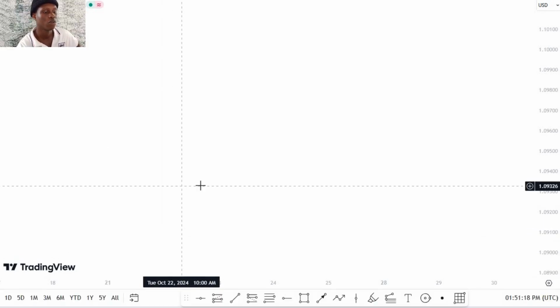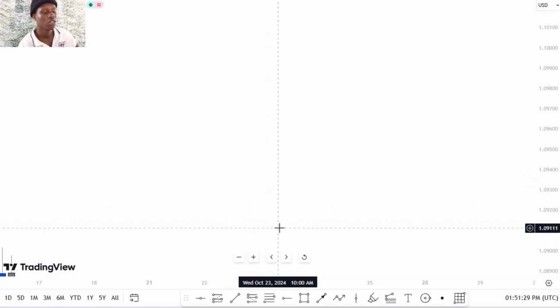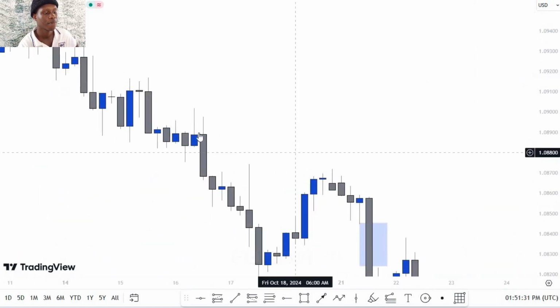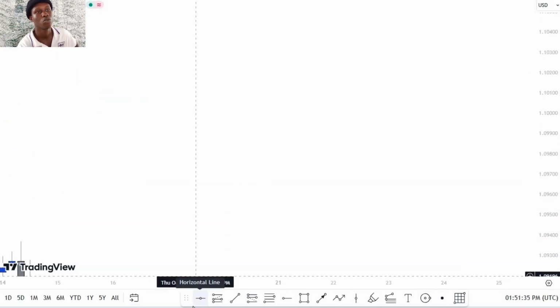Let's talk about order block. The definition of order block: an order block is simply a block whereby price mitigates for continuations or reversal. So let's take a look at the different types of order block. There are two basic types of order block. We have the bullish order block, then we have the bearish order block.